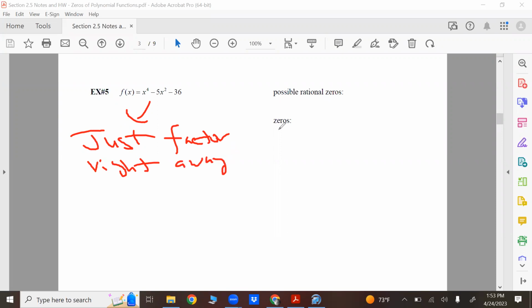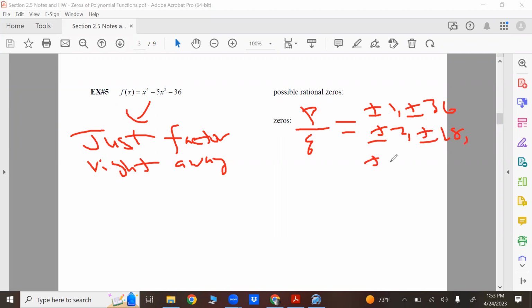I'll show you how. Before I do that, the P and Q business: plus minus 1, plus minus 36, plus minus 2, plus minus 18, plus minus 3, plus minus 12, plus minus 4, plus minus 9, plus minus 6. So there are a total of, yikes, 18 possibilities. But honestly, let's just factor right away.